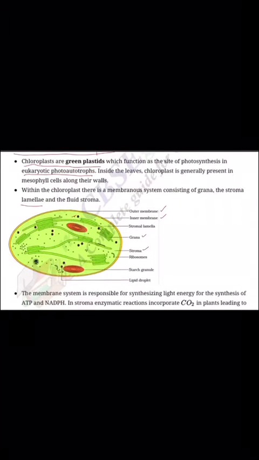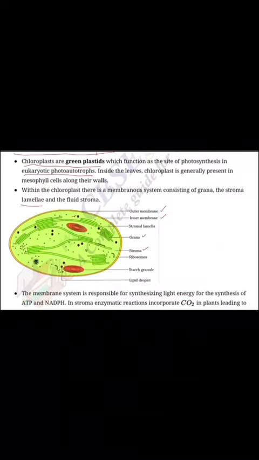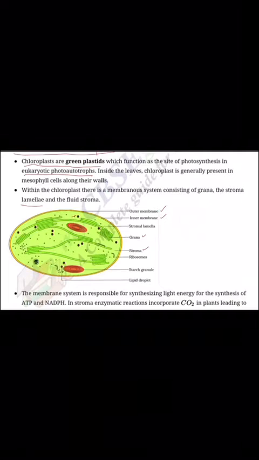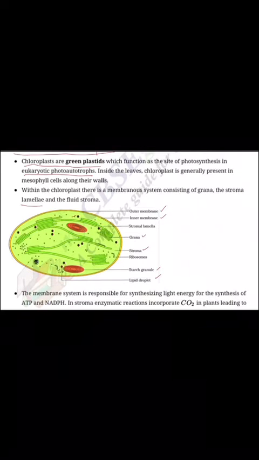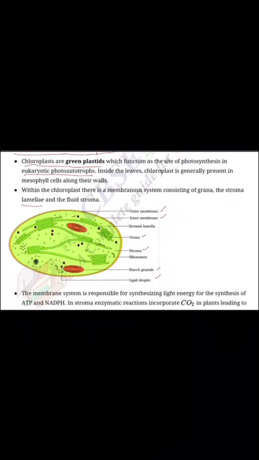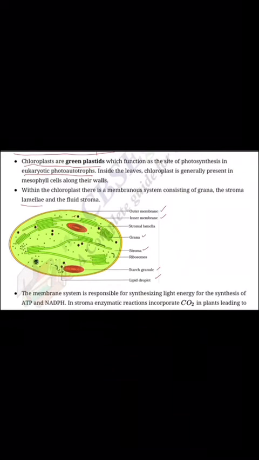And in between, of course, in the cytoplasm of the stroma, there will be starch granules, there will be lipid droplets, all the normal components of the cytoplasm will also be present. So where exactly is this chlorophyll present? Inside the grana in specific.